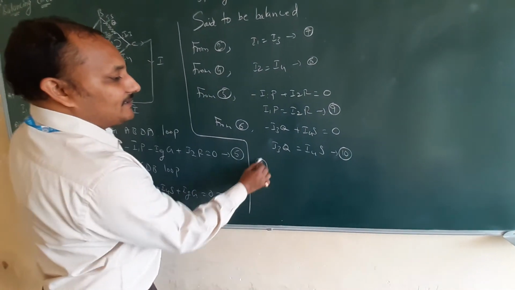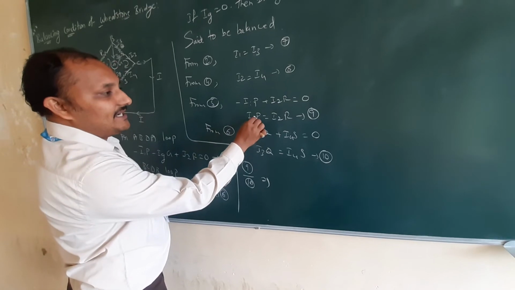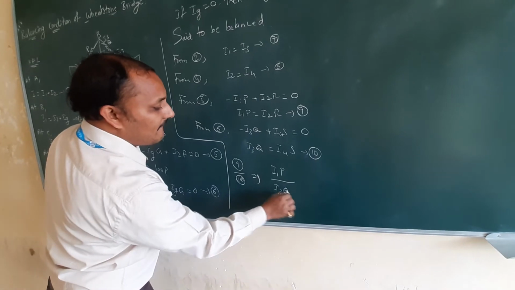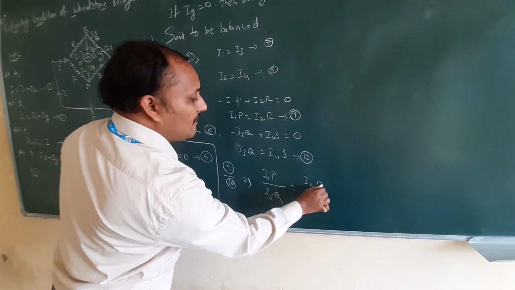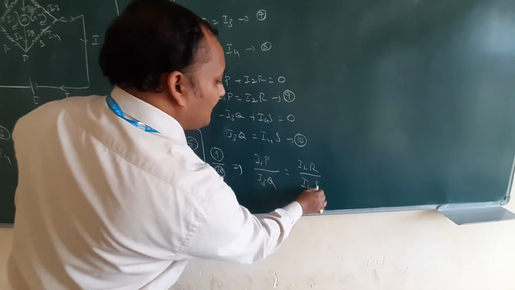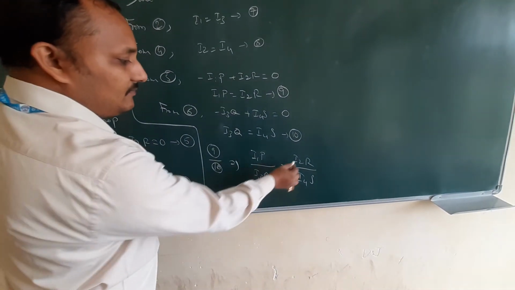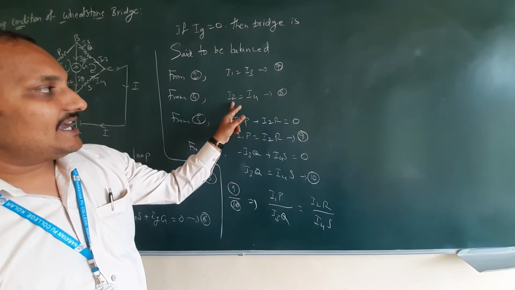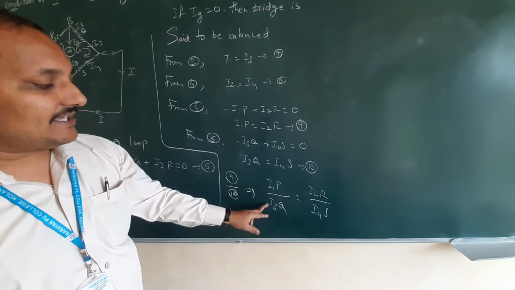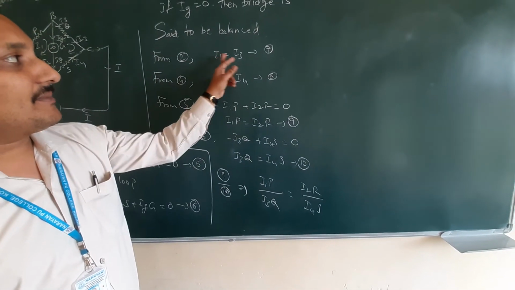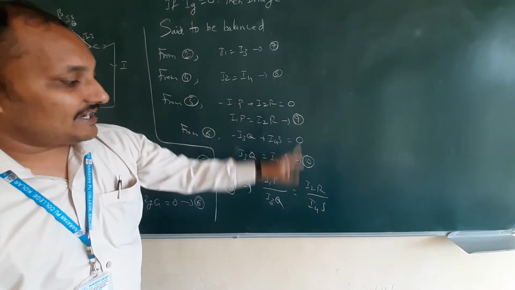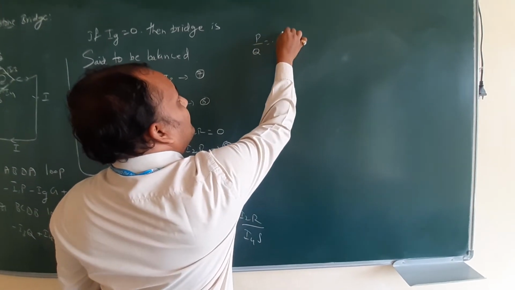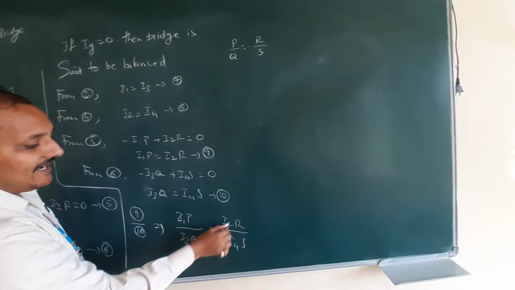Now equation 9 by 10. What is the LHS? I1P. Equation 10 LHS, I3Q, is equal to I2R by I4S. Then see here, from equations 7 and 8, I1 is equal to I3 and I2 is equal to I4. So I1 and I3 will be cancelled. Why? Because from equation 7, I1 equals I3, and from equation 8, I2 is equal to I4. Therefore, P by Q is equal to R by S. These two will be cancelled.